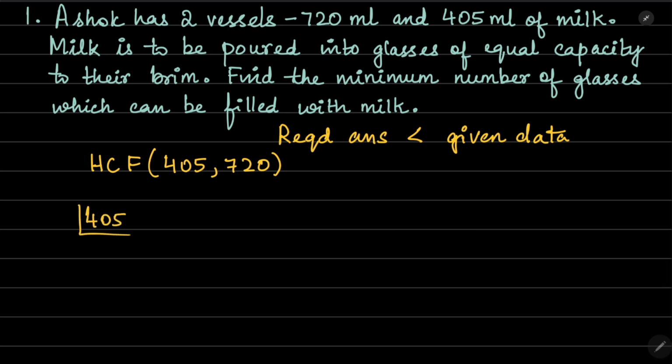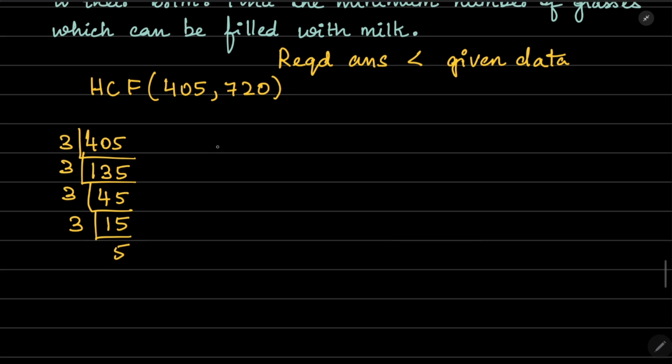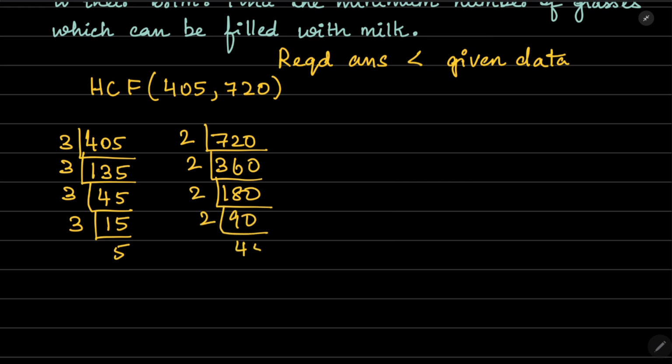So 405, start with 3. 3 ones are 3, 3 threes are 9, and 3 fives are 15. Again 3, 3 fours are 12, 3 fives are 15. Again 3, 3 ones are 3, and 3 fives are 15. Again 3 and then 5. 5 is a prime number, you stop your factorization there. So for 720, start with 2. 2 threes are 6, 2 sixes are 12, again 2, 360, again 2, 180, 90, again 2, 45, and then 3, 15, again 3, 5.